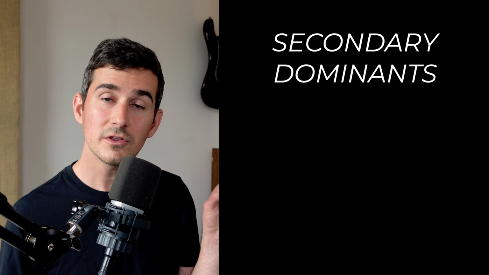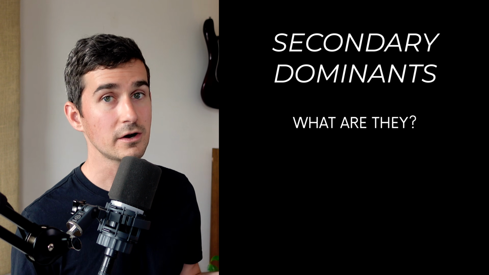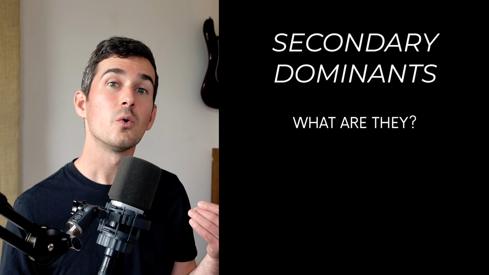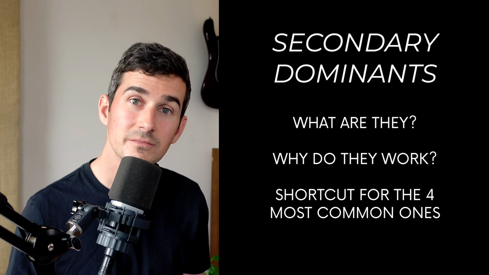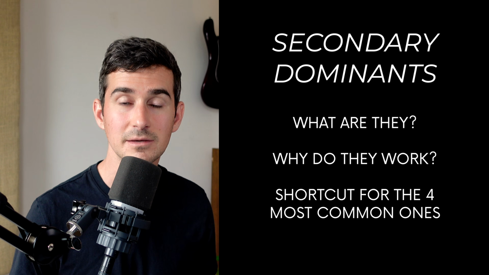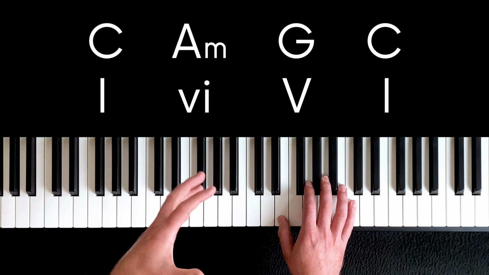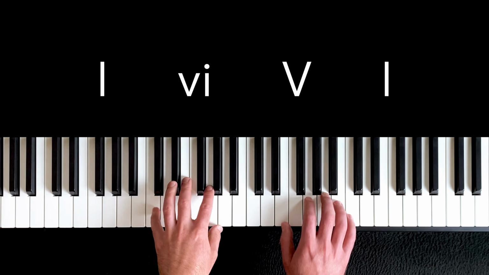In my experience, they're the most common reason you'll come across a chord that doesn't seem like it should belong in the home key of a song. So let's use this short example chord progression to understand first, what are secondary dominants? Why do they work so well? And then I'm going to give you a shortcut to find the 4 most common secondary dominant chords in any major key. First, I'm going to play those 2 examples again, but let's look at them in terms of numbers.